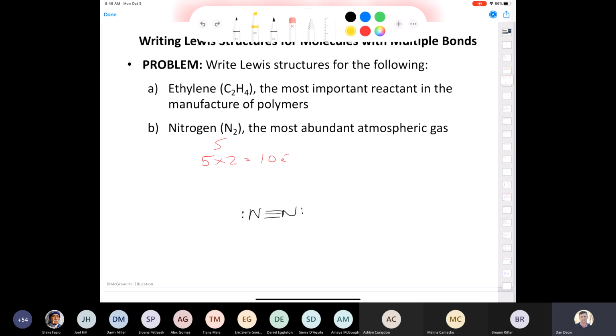Give me a thumbs up if you followed me on the formation of this Lewis structure for N2, nitrogen gas.